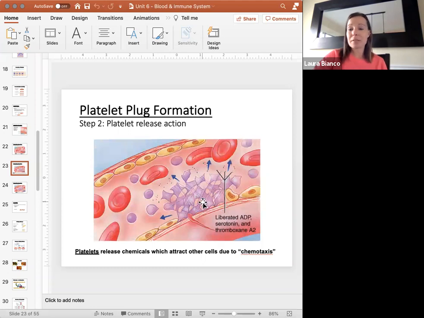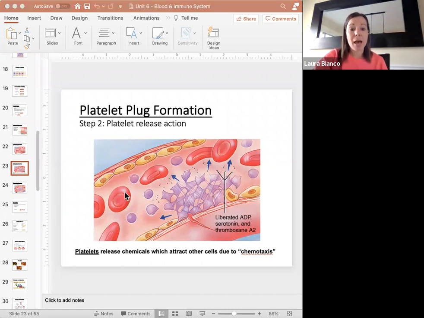Then a big group forms, and they start to stick to each other and to the collagen fibers that are here. They actually change their shape a little bit. You can see that they extend projections, so they're reaching out and grabbing more platelets and pulling them into that big grouping right here.